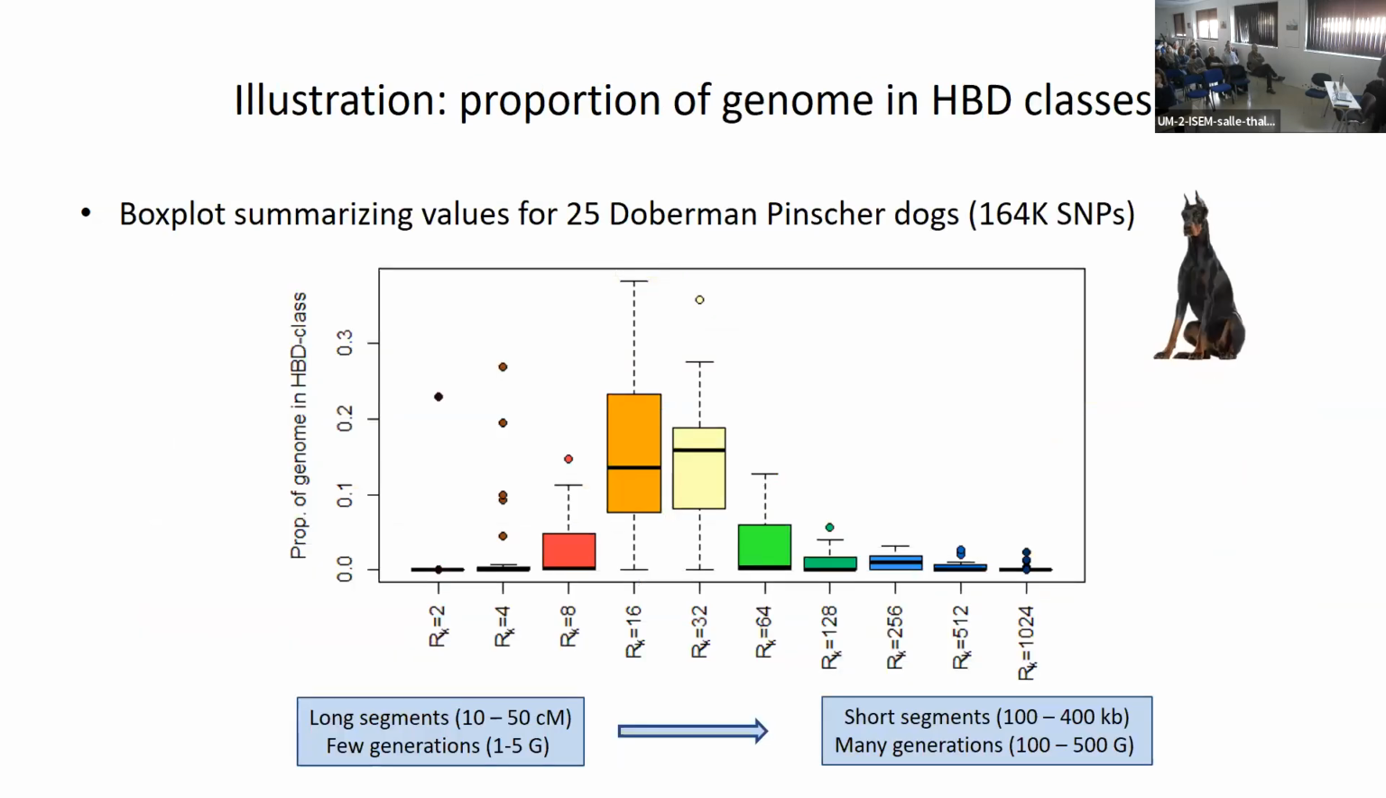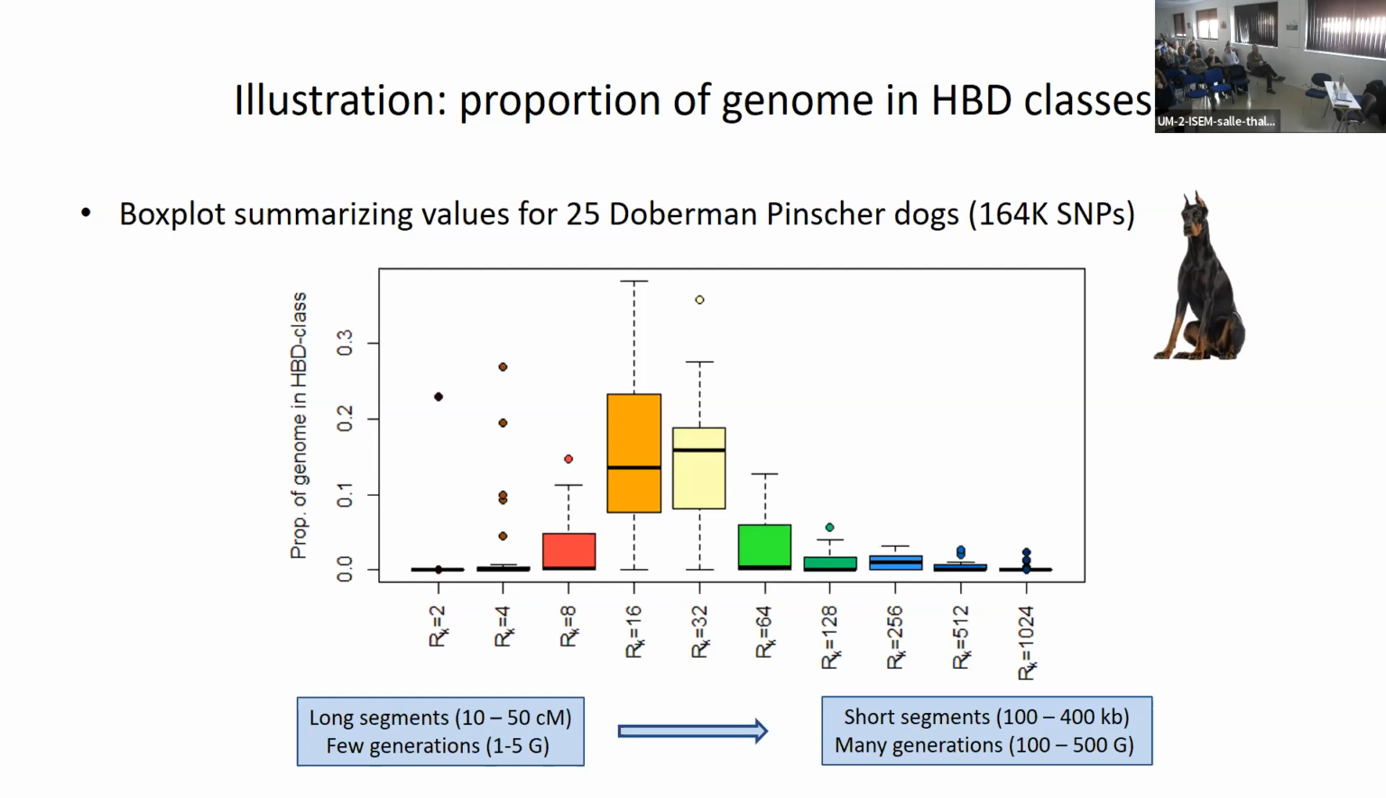Another way to represent that would be to look at the proportion of the genome that contributes in each HBD class. So for instance, we have a box plot with the values for the 25 individuals. It tells you, for instance, that in the 3 classes here, there are the long segments, 10 to 50 centimorgans. It would correspond to ancestors present 1 to 5 generations in the past.